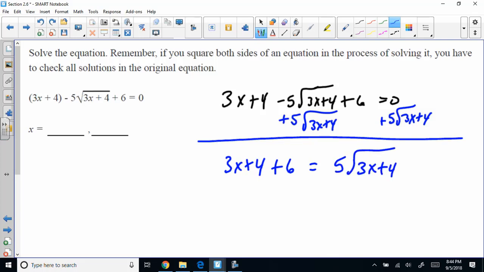Okay, that's what I got so far. Then I got 3x plus 10 equals 5 times the square root of 3x plus 4, right? What are you going to do? We could square both sides right now if we wanted to, right? Why?